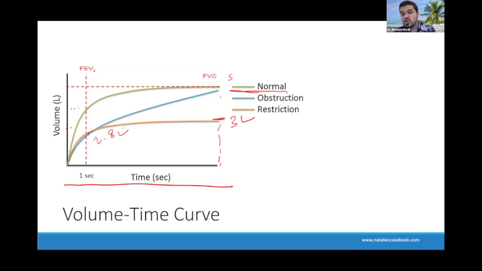So again, there's no obstruction. He's able to get out 80, 90% of the air in the first second. There's nothing blocking the way, but he just doesn't have a lot to exhale. That's why the end result is a small FVC.